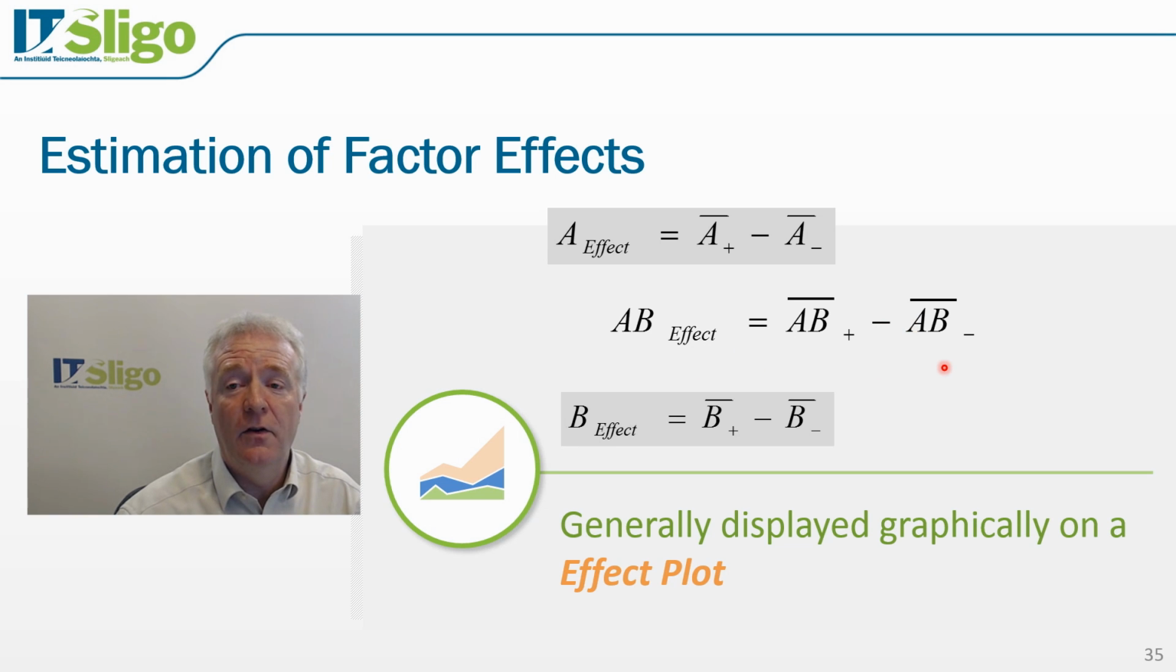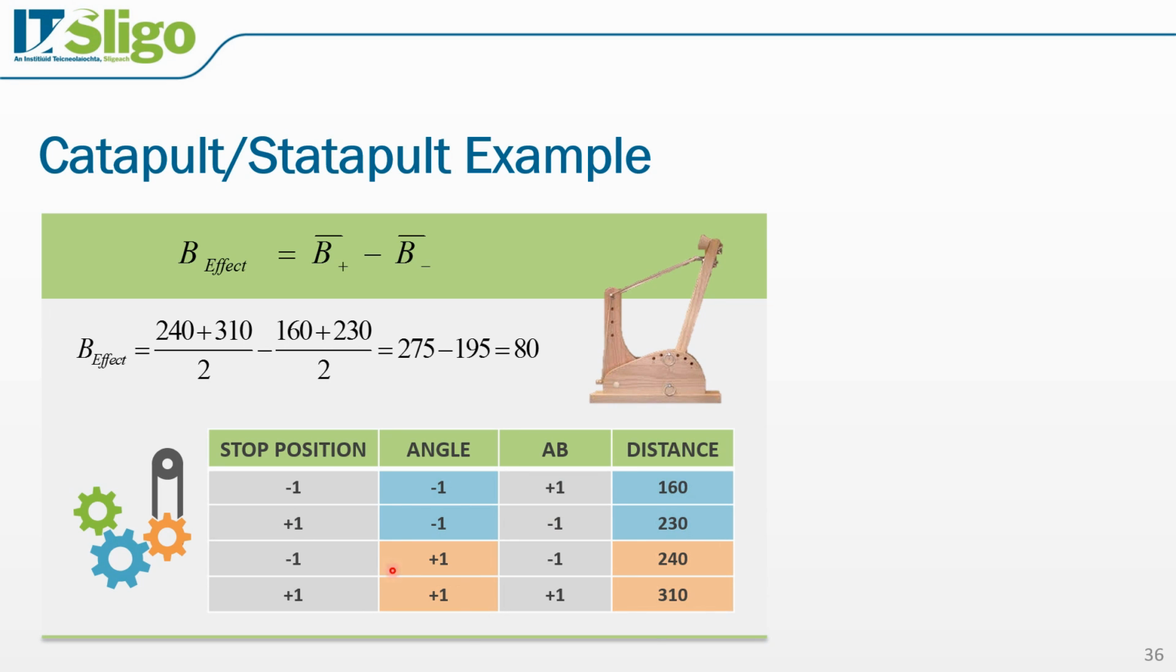Generally, this information is displayed on an effects plot. In relation to our Statapult, factor A is our stop position and factor B is our angle. Here we see the interaction, and the AB interaction refers to the interaction between the stop position and the start angle. Let's calculate the influence of factor B, in other words, the angle.